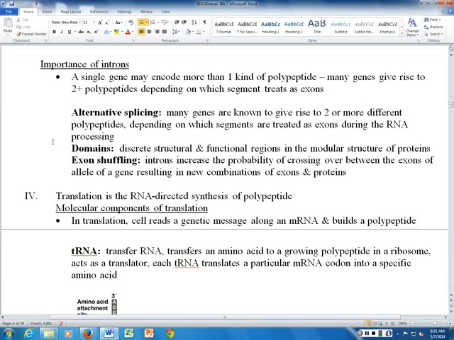When you have exon shuffling, your introns increase the probability of having crossing over between the exons of the allele of a gene, so that you can result in even more new combinations in proteins. So this just adds even more variation into the possibilities of an organism.